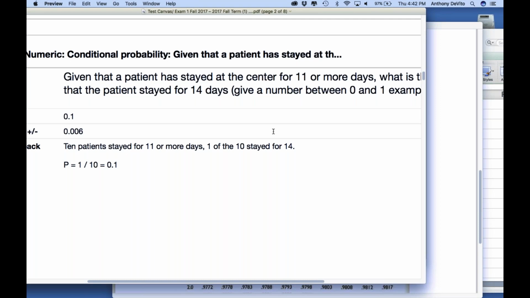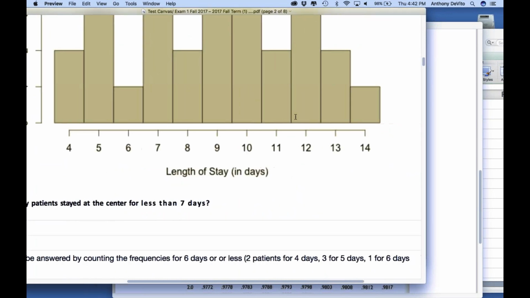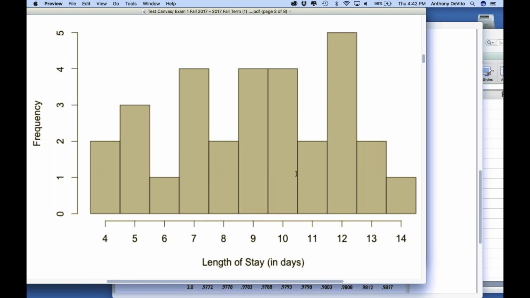So the original condition we set is that we're given only the patients that stayed for 11 days or more. So in other words, how many patients is that? That's going to be 2 patients, 5, 7 patients, 9 patients, 10 patients stayed for 11 days or more. How many of them stayed for 14 days? Just 1. So the probability is 1 out of 10, or 10%, right? See, it's that simple. Like I said, once you start to understand this stuff, it becomes simpler and simpler.